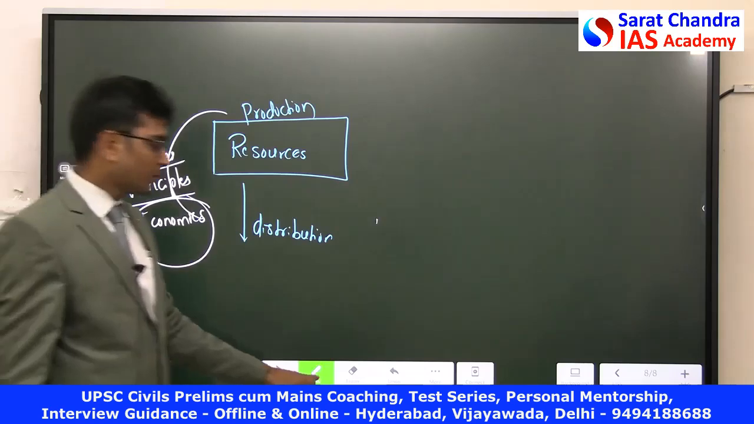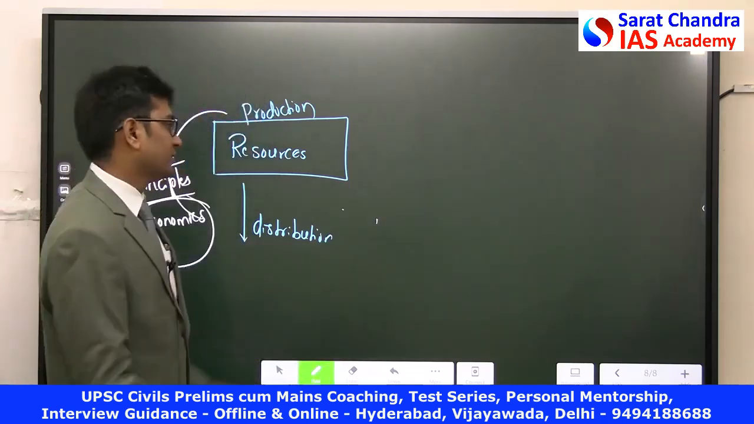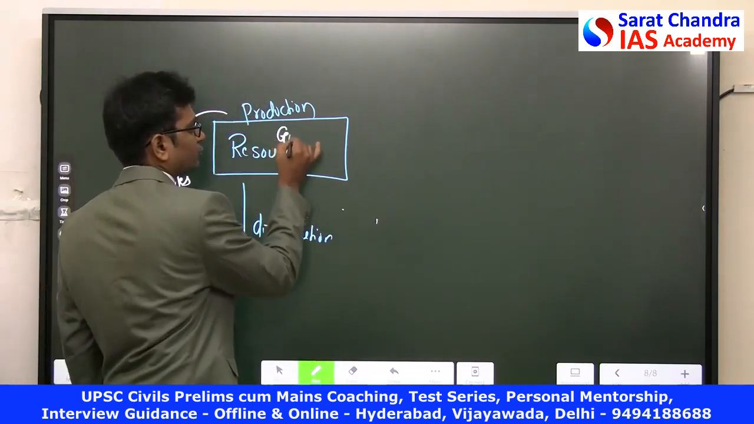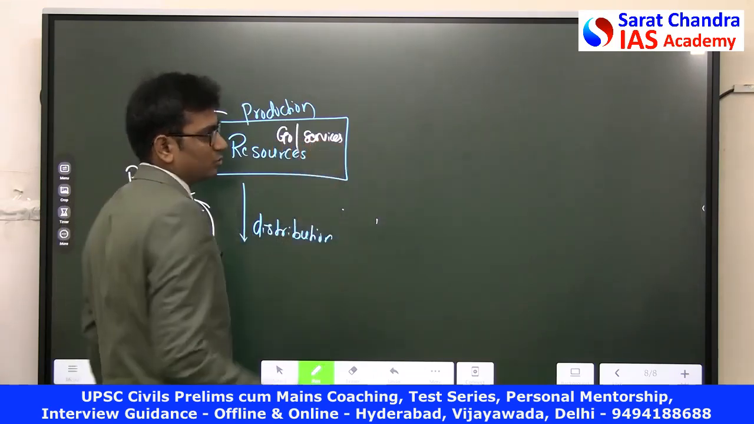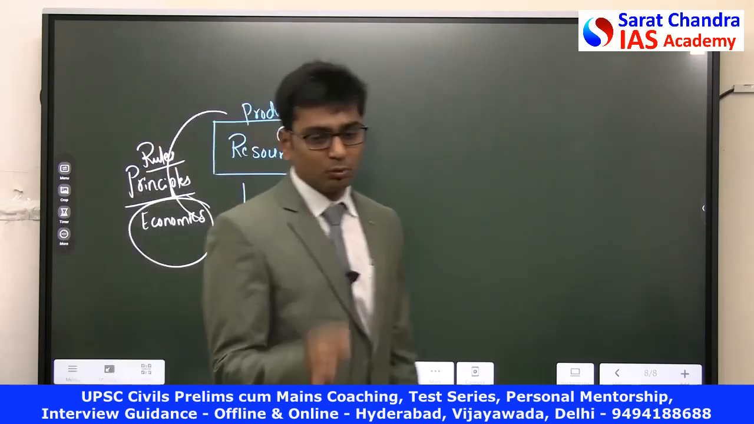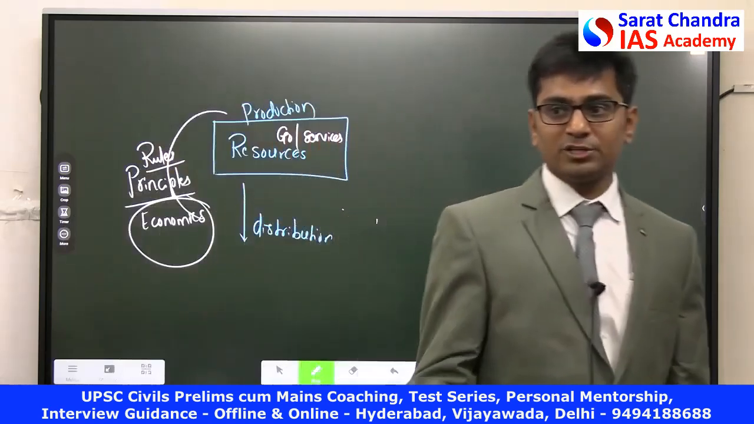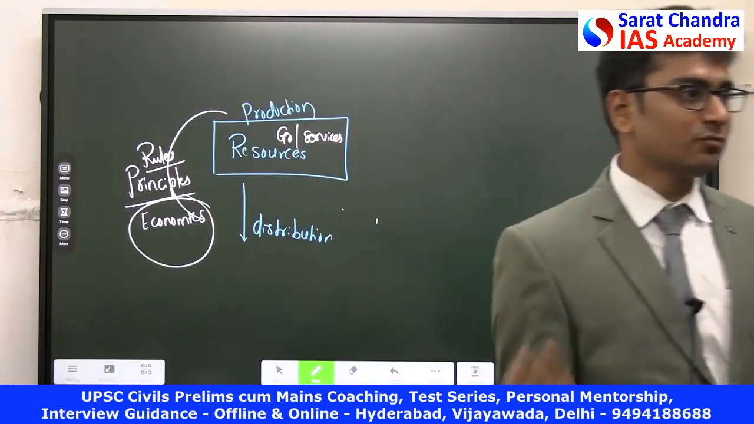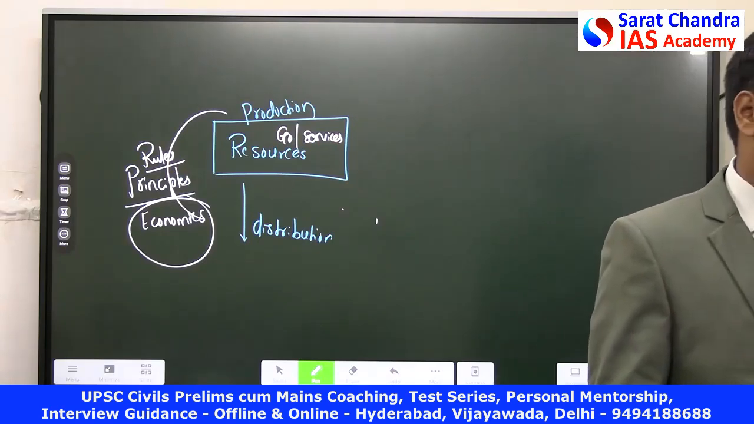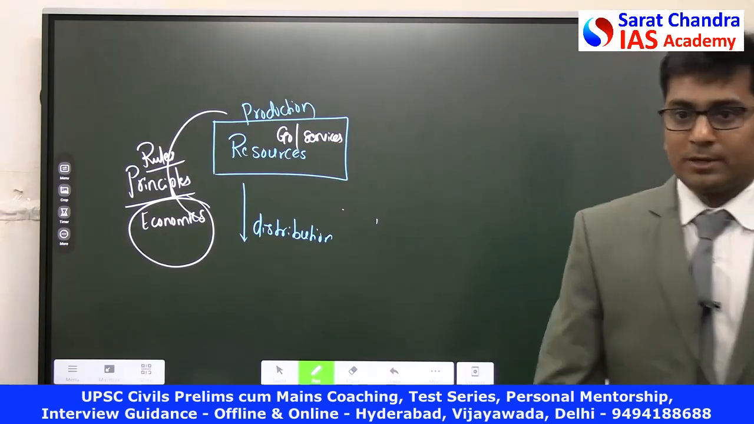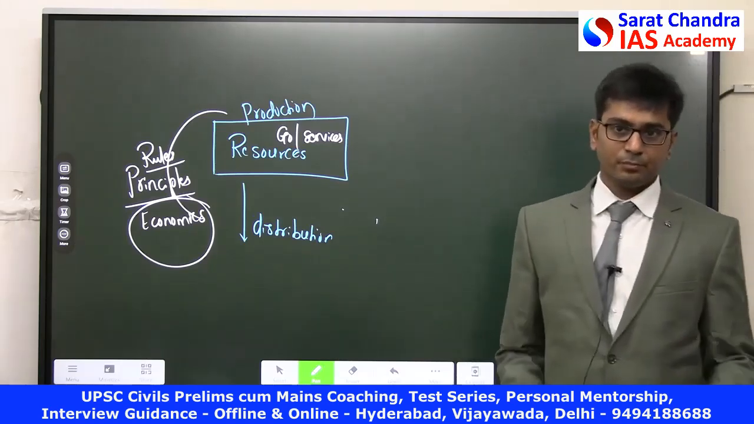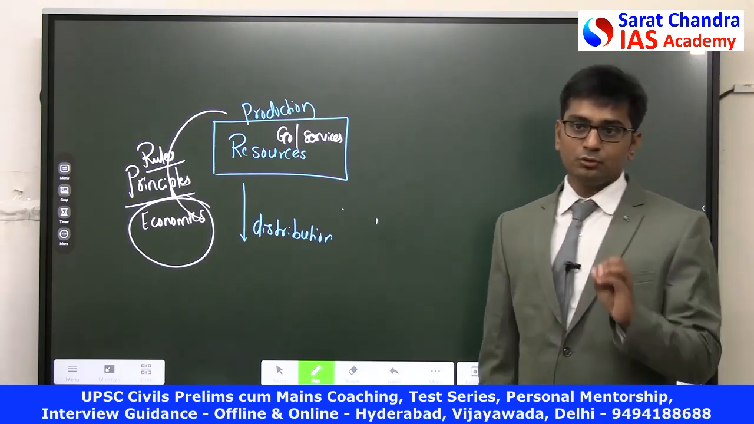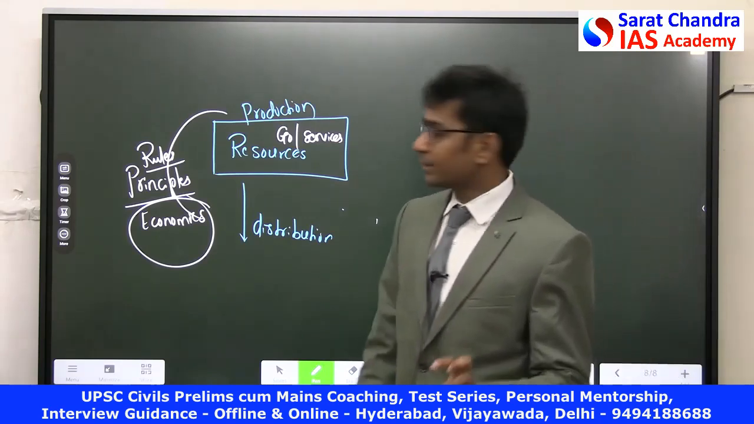Now the resources normally are goods and services. Resources means goods and services. So economics is nothing but the rules that determine the production of goods and services and the distribution of goods and services. Clear? This is the meaning of economics. Understood, everyone? So you can write this.